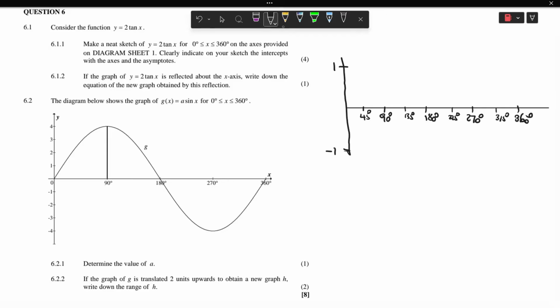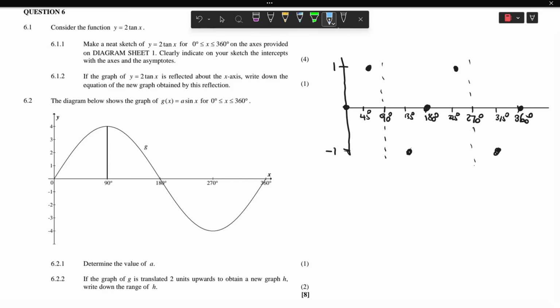Okay, so remember tan has an asymptote at 90 degrees. So this is the asymptote that I'm going to have. And it also has an asymptote at 270. Then I press the calculator. Tan 45 is 1. Tan 135 is negative. Tan 180 is 0. Tan 225 is 1.